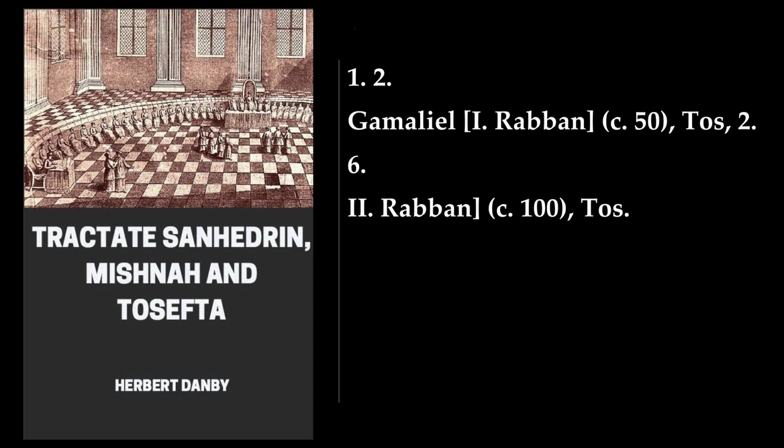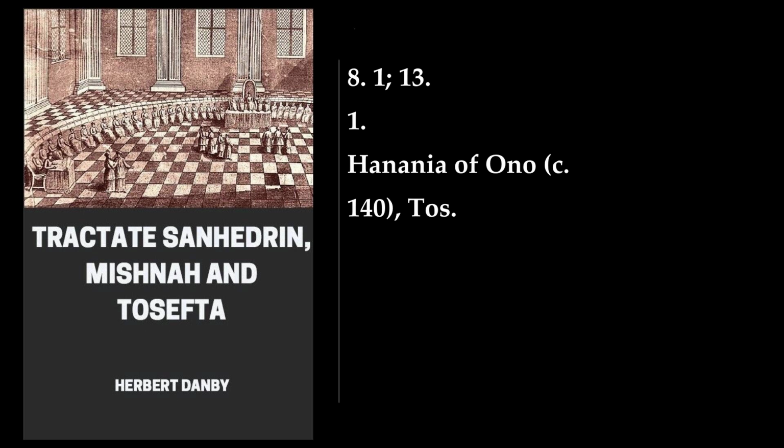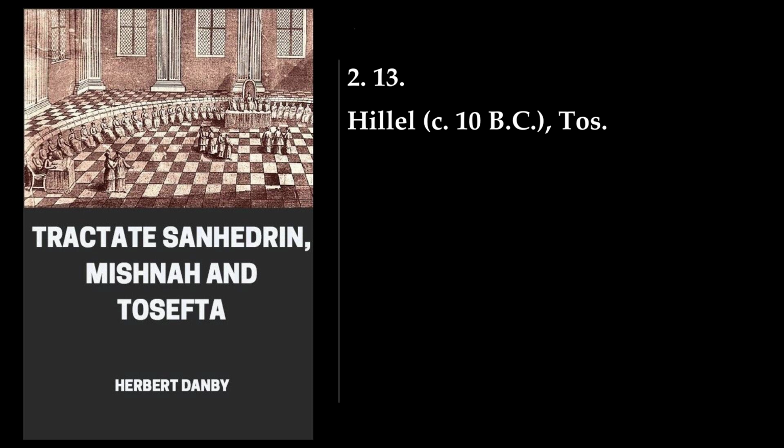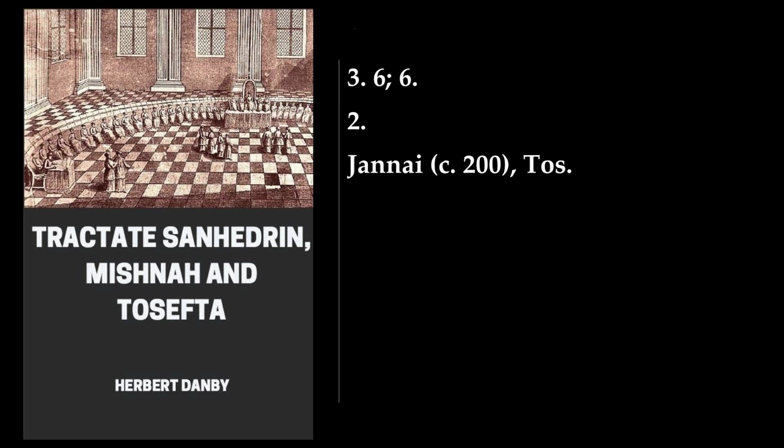1, 2. Gamaliel, I, Rabban, c, 50, TOS, 2. 6. 2, Rabban, c, 100, TOS. 8, 1, 13. 1. Hananiah of Ono, c. 140, TOS. 2, 13. Hillel, c, 10 BC, TOS. 7, 1. Ishmael, B. Elisha, c. 130, TOS. 3, 6, 6.